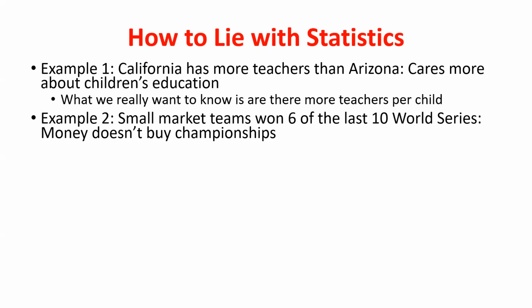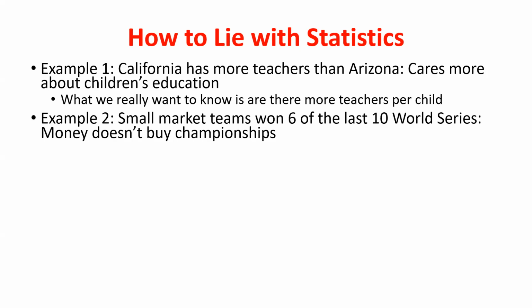If I went back and said the last 11. Well, if I went back one more year and it was another small market team, why wouldn't I have said 7 out of 11? That's a better statistic. It's probably because if I go back to year 11, it wasn't a small market team, and 6 out of 11 isn't as good as 6 out of 10. And if I go back 15 years, maybe it's only 6 out of 15, right? So you always got to think about why.